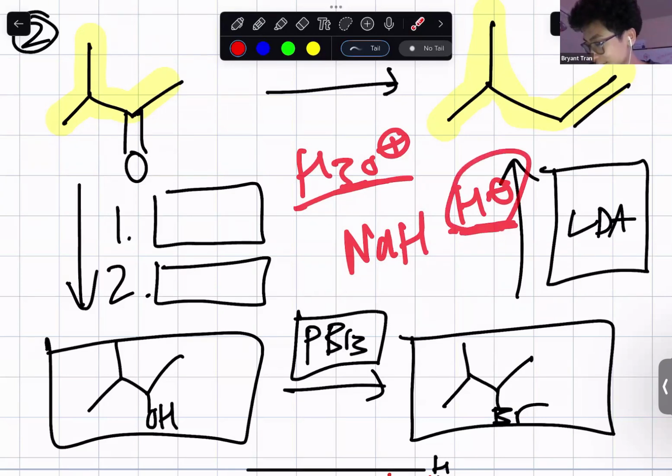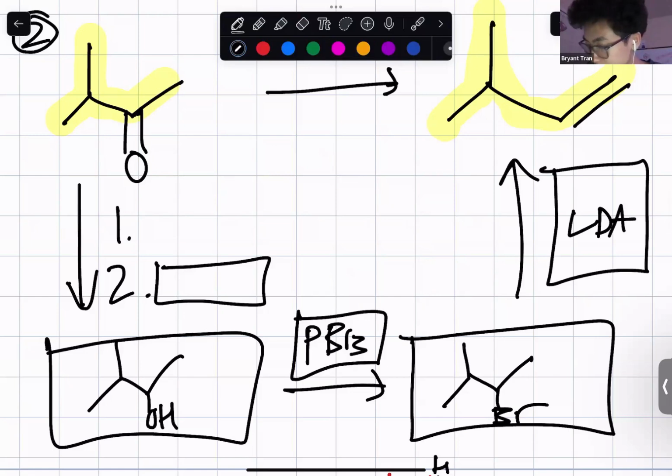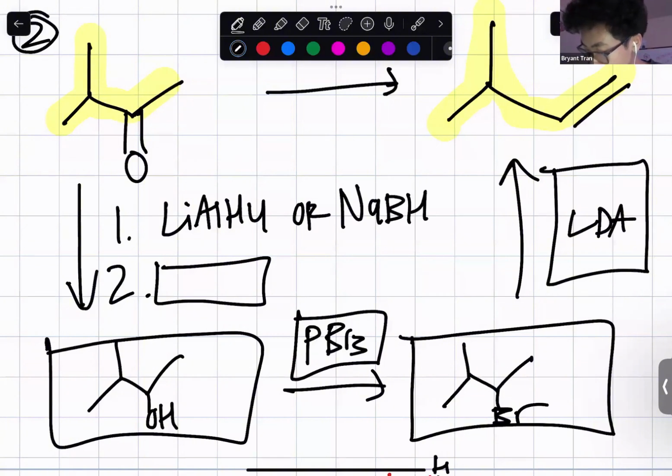Because this is a very strong base. There's a more common one. NaOH. OH minus is a strong base. Right. It's one of those weird ones with, let's say, lithium and aluminum. Lithium aluminum hydride. LiAlH4 or sodium borohydride. Right. So you could use LiAlH4 or NaBH4. Have you seen these before, Kelly? These reagents?